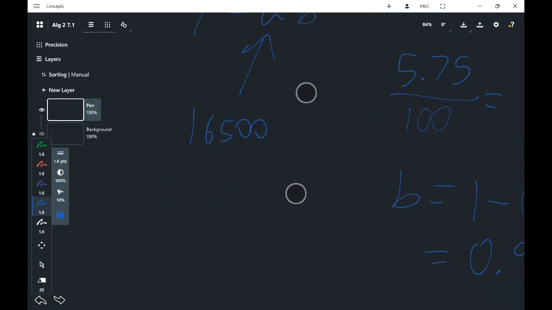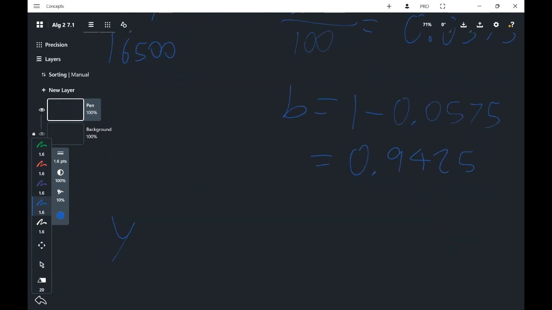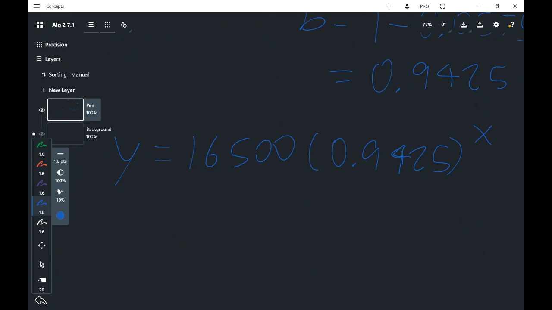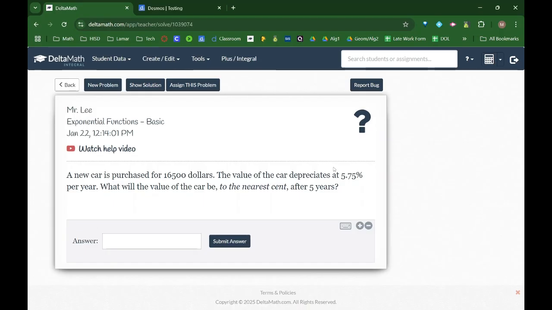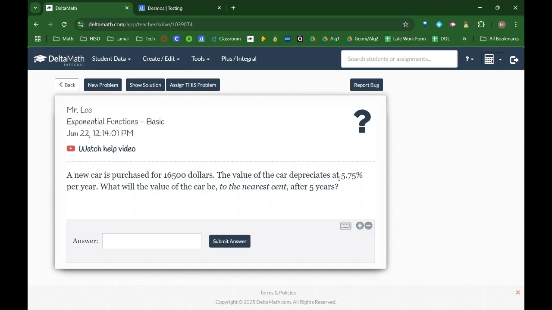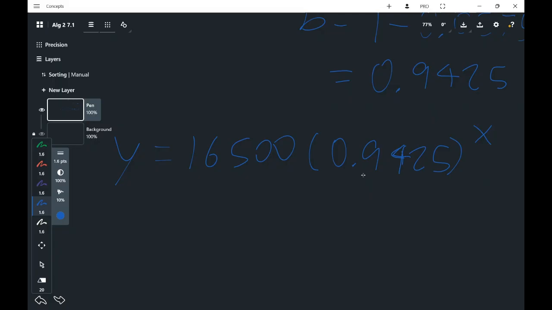So let's actually plug these in here to our equation. So it's going to be y equals 16,500 times 0.9425 to the power of x. You'll notice here I put the b inside parentheses. You don't really need to do that, but that's kind of how I like to write it out here. That means each year we're going to multiply by this number here, the 0.9425. And that is equivalent to a 5.75% loss per year. So when we multiply by this number, this is between 0 and 1. So the number here is going to get smaller as we multiply.